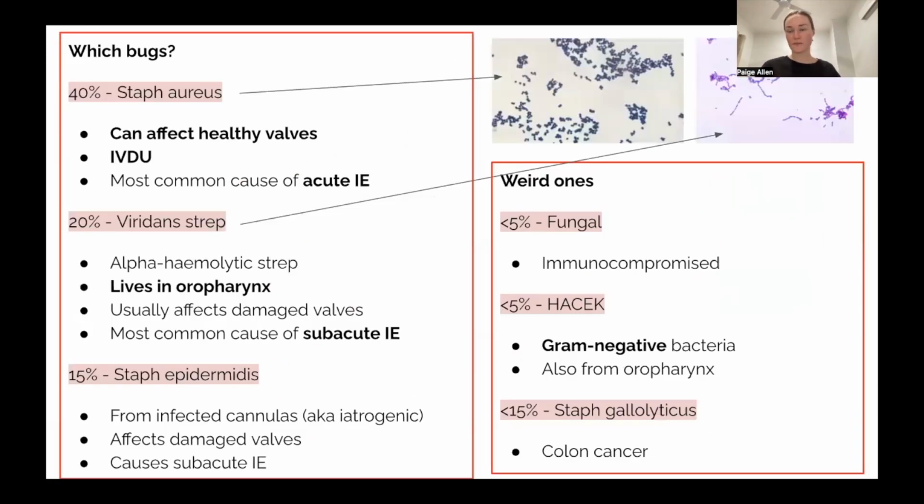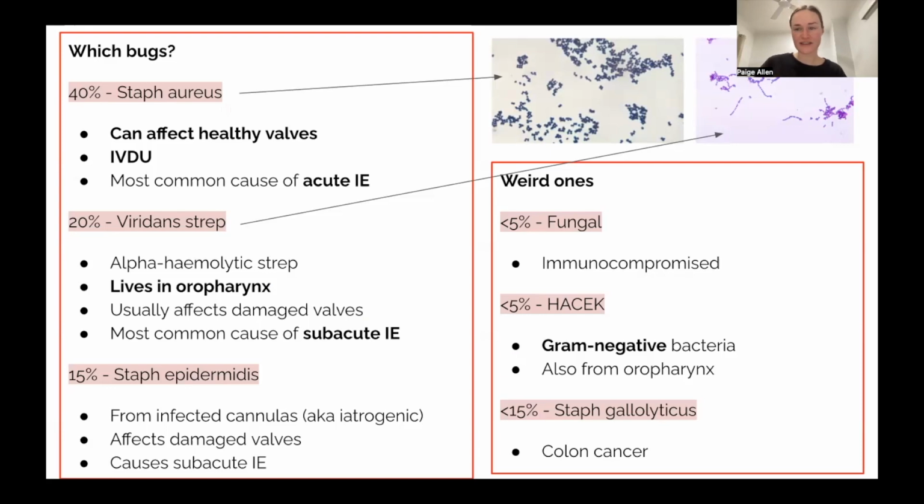In terms of which pathogens are actually at fault, the most common is Staph aureus, which is really unfortunate because it can affect healthy valves. Some of the bugs are more likely to only affect damaged valves, but staph can ruin your good valves. It's something you will see more commonly in IV drug use just because it's your epithelial flora. And it's going to be causing more likely acute infective endocarditis. It's a bad bug.